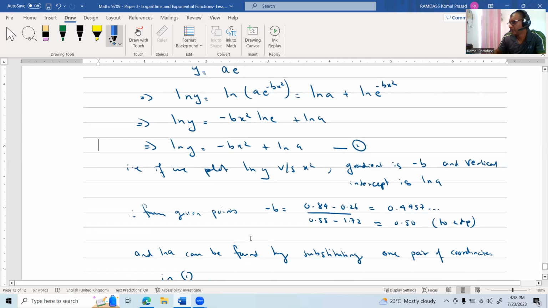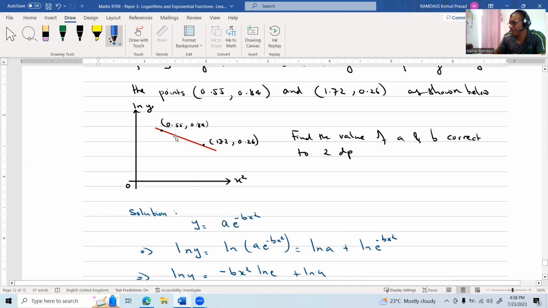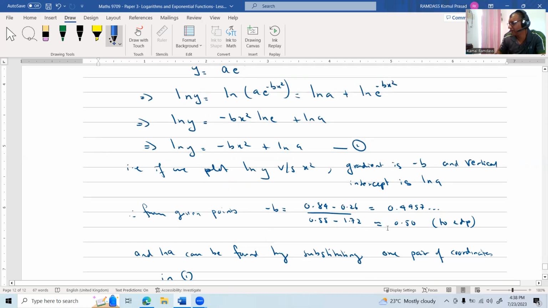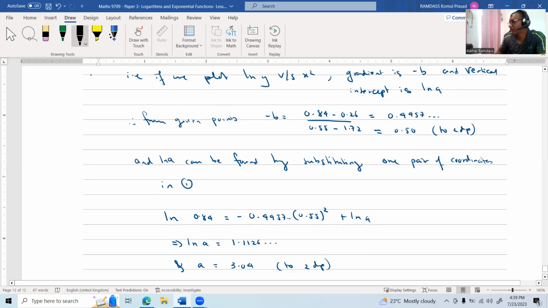From the given points, we can find the gradient of this line: minus b = (0.84 minus 0.26) divided by (0.55 minus 1.72). We gain 0.50 to two decimal places. And ln a can be found by substituting one pair of coordinates, replacing ln y and x squared. So minus b is 0.50, and in this case b is equal to minus 0.50.